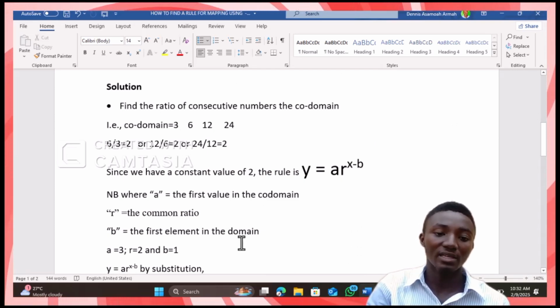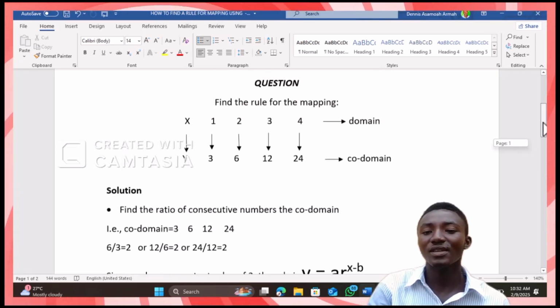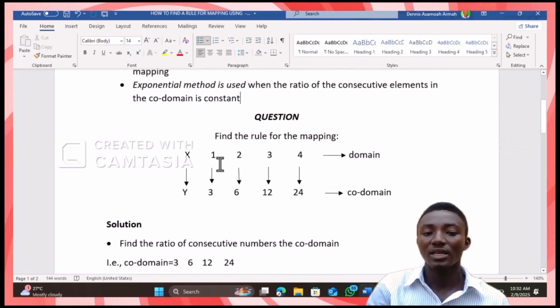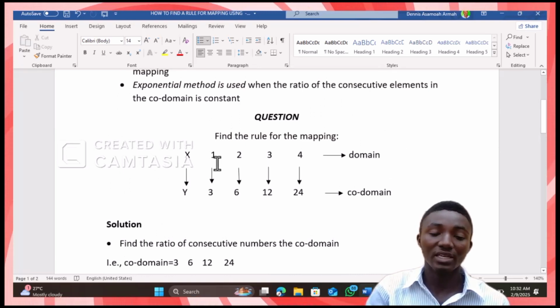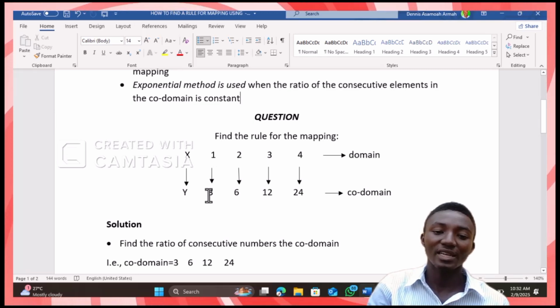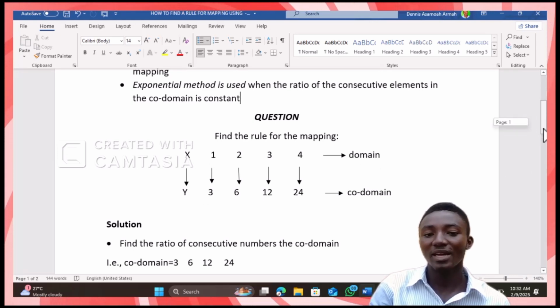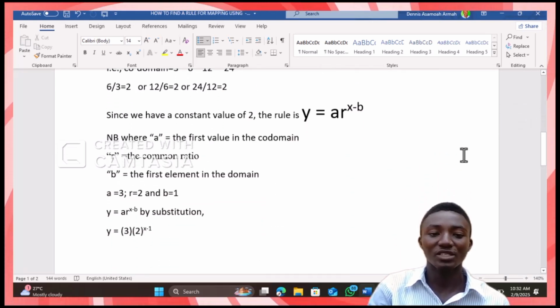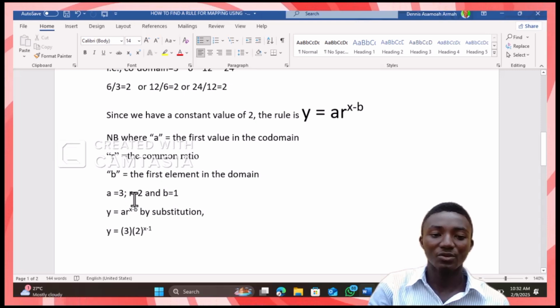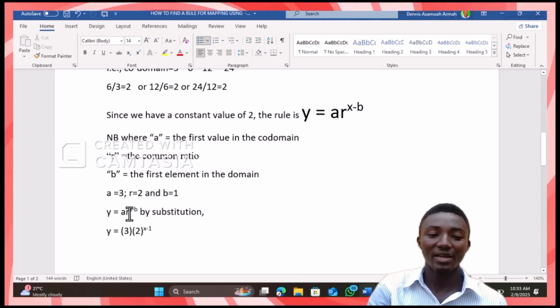Yes, and then we have this b. The b represents the first element in the domain in relation to the mapping that we are working on. So the first element in the domain is what? 1, and the first element in the codomain is what? 3. This 3 represents the a, don't forget, and this 1 represents the b. Alright, so since we understand the concept, let's do this normal substitution. Now we have a equal to 3, r, which is the ratio, equal to 2, and we have b equal to 1.